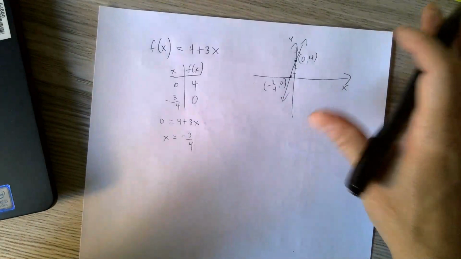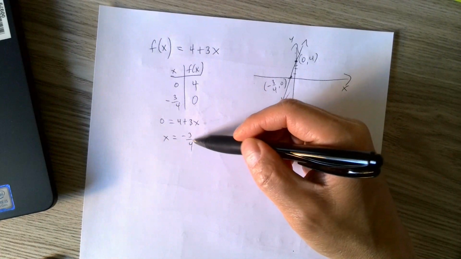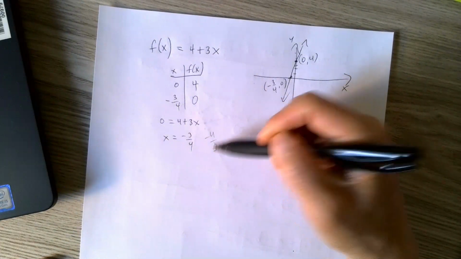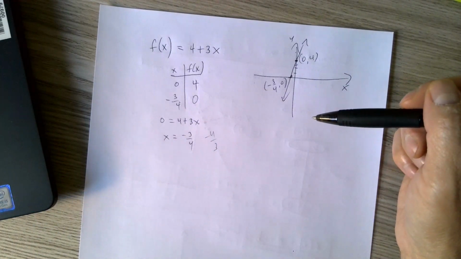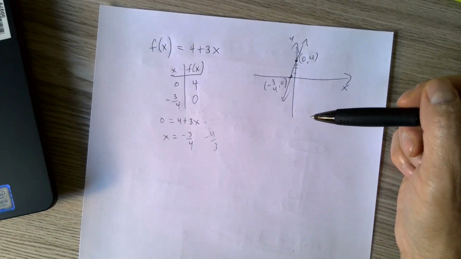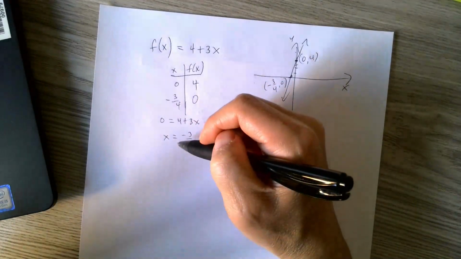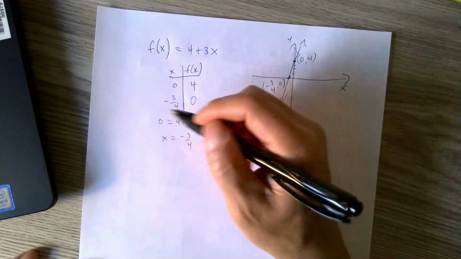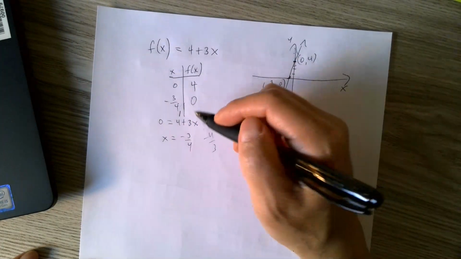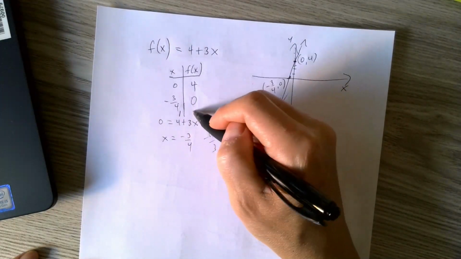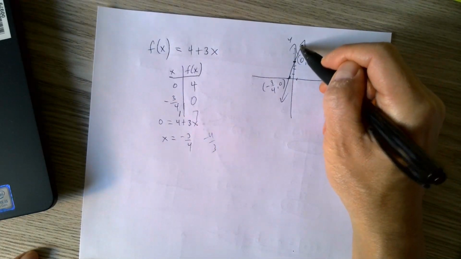Now, what if you make a mistake? Maybe I accidentally put negative 4/3 here instead of negative 3/4. Well, if you have any doubt about where this line is, you could just plot a third point, an easy point. So I'll just plug in a 1, and I get 7, 1, 7. So that'll be somewhere up there.